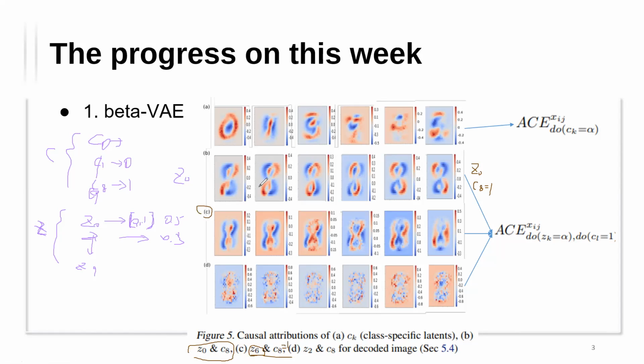However, row D looks like a mess. So they say Z0 and Z6 would be the factors to control the rotation and scaling for digit 8. However, for the other Z, they have no relation to digit 8. Okay, so let me rephrase. I somehow get your point now.